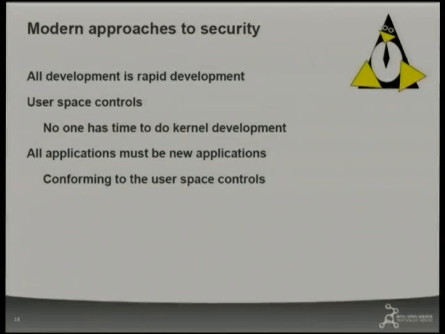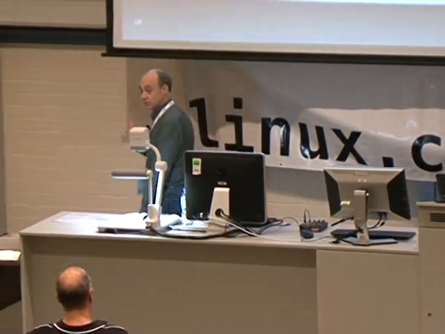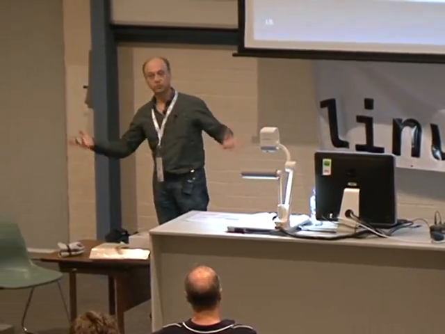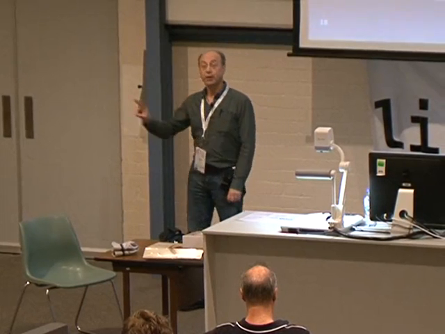Anyway, so all applications. So if you're actually going to do new operating system development, what that means is that all your applications are going to have to be new applications that are conforming to the user space controls you're putting in, because quite frankly, there is no standard for user space controls. Chrome OS has its way of doing things. Android has its way of doing things. I've got 2 operating systems from the same company. Different ways of doing things.